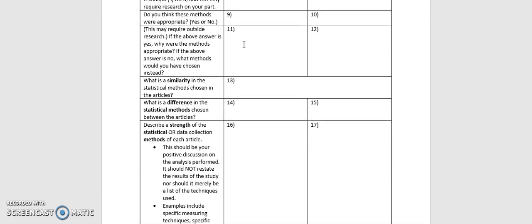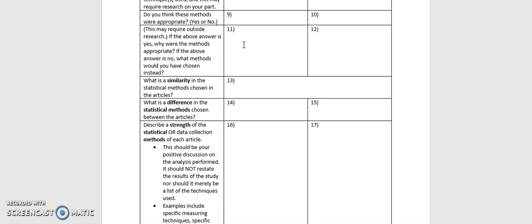Number 13, a similarity in the statistical methods chosen in the articles. Make sure you discuss specific statistical methods and techniques. For example, you could say something like both articles utilized logistic regression, or both the articles utilized the Fisher's exact test.